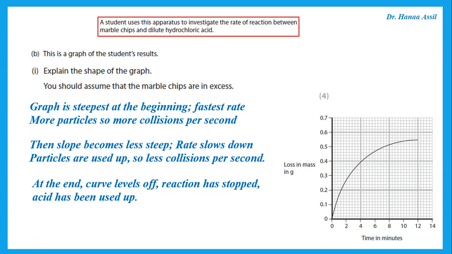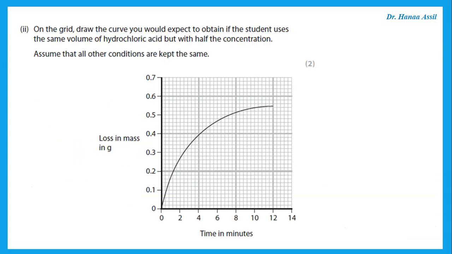Now, why has the reaction stopped? Because one of the reactants has been used up, and you have to specify which of these has been used up. It is the acid, because we're told that the marble chips are in excess.